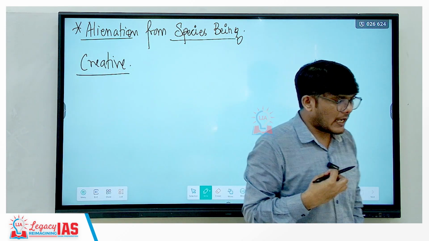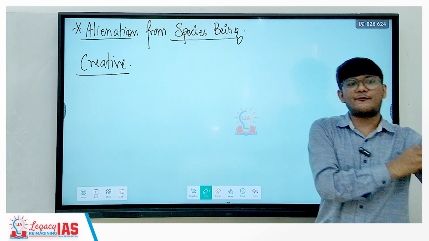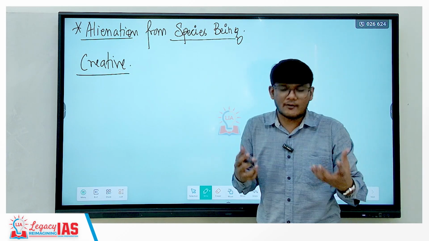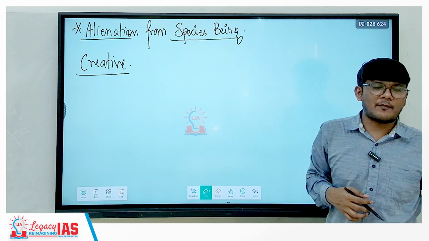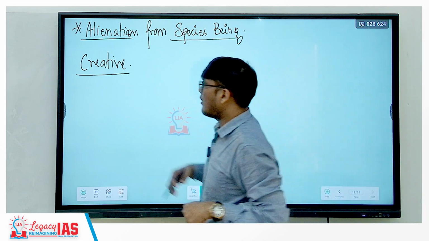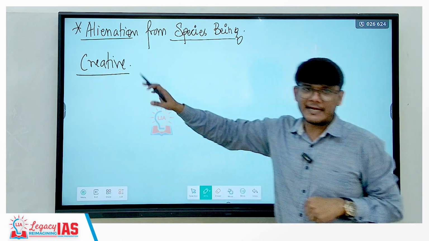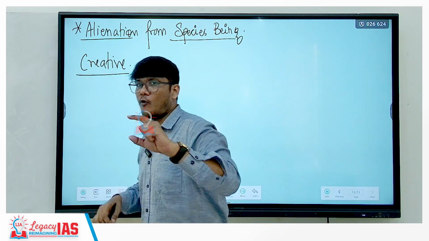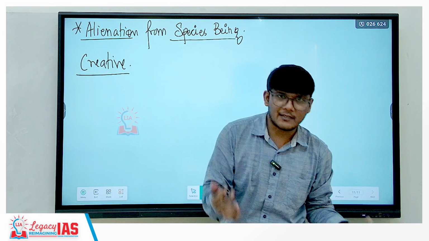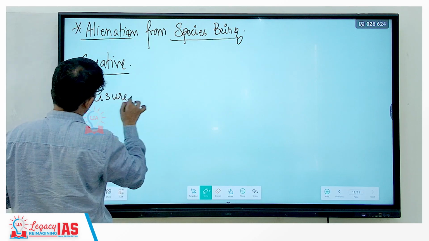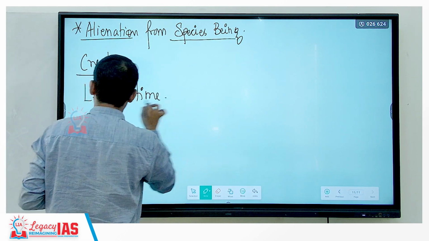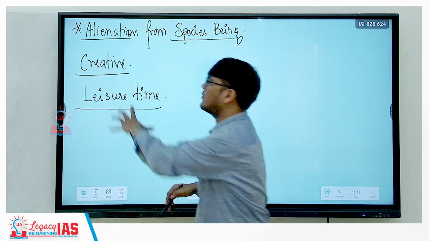Human beings can be differentiated from other animals. Human beings are what? Social animals. But we can be differentiated from other animals because of our creativity, of our creative mind. At the same time, what makes humans happy is the leisure time. And humans want this leisure time.